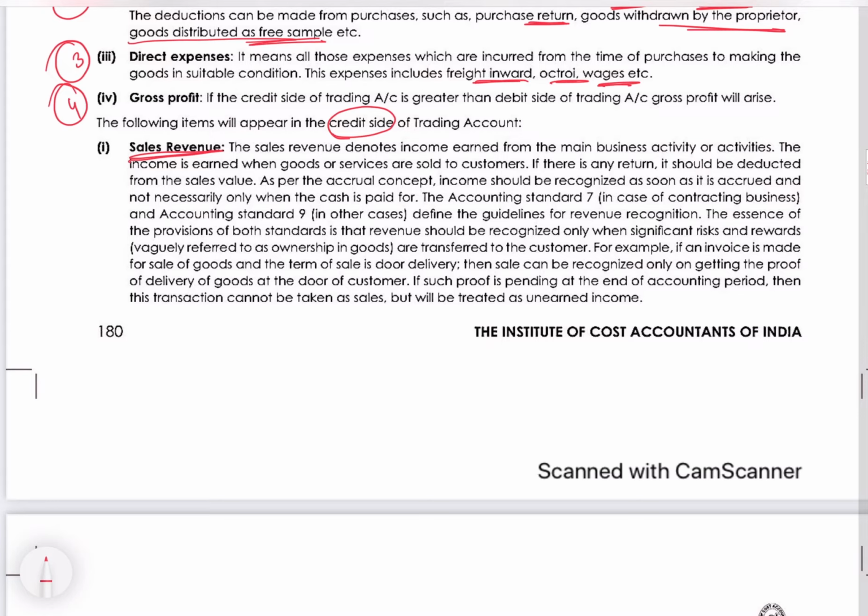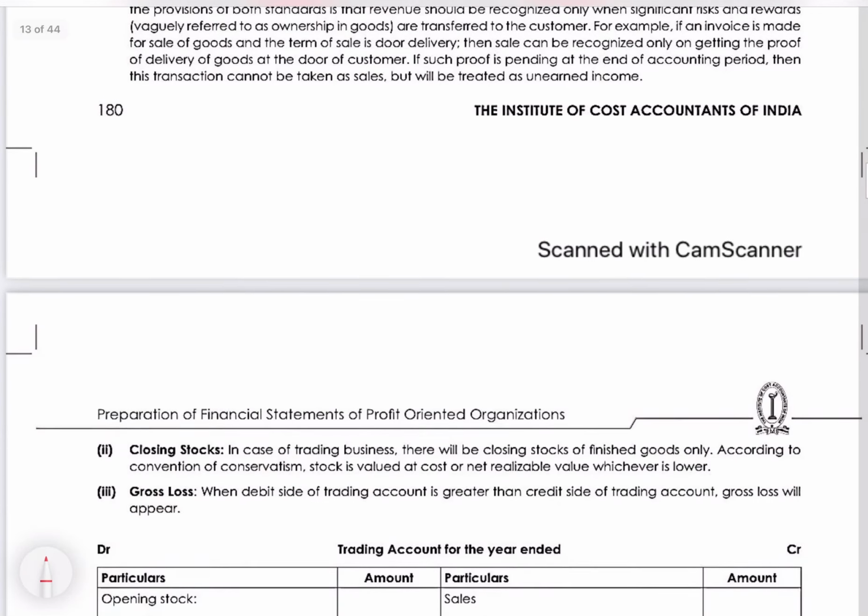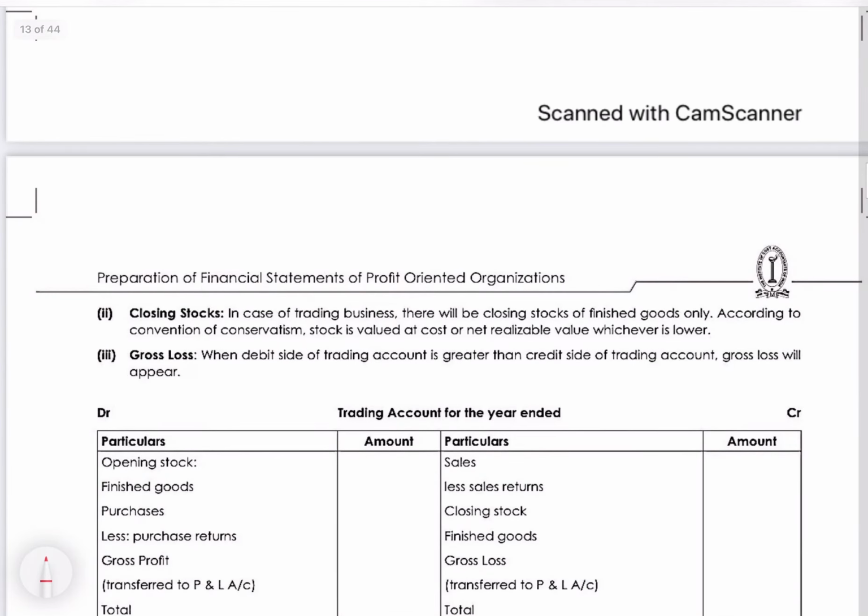That revenue depends on the case. If it is a construction business, then according to AS7. In any other case, AS9, which is the revenue recognition standard. So accordingly we will book the revenue as per those accounting standards. Okay, so this sales revenue is not the other income, it is purely related to business transactions or business activity. Whatever revenue that is will be booked here.